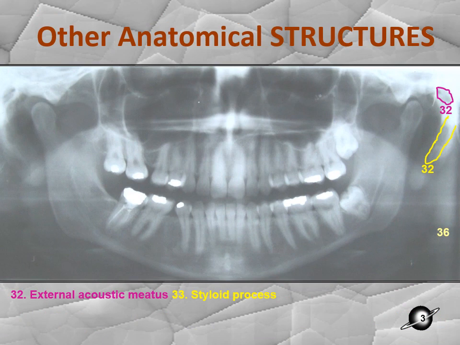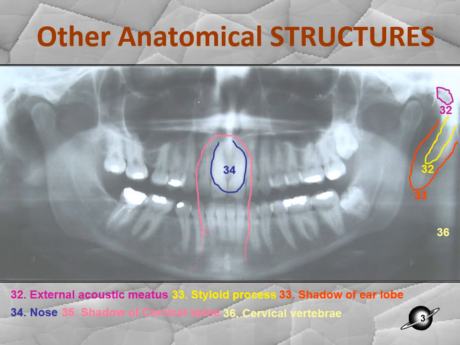Thirty-two, external acoustic meatus. No difficulty in appreciating it. Thirty-three, styloid process. Again, no difficulty in appreciating it. And there are some instances where the styloid process is elongated. Then shadow of ear lobe. Again, faint shadows can be appreciated easily with an OPG film. Shadow of nose. Shadow of cervical spine and cervical vertebrae.